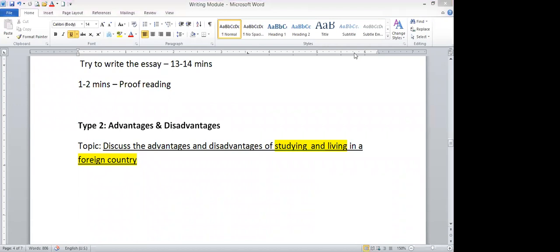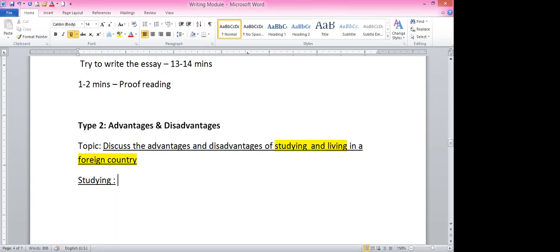After we read the question and understand the topic, the next thing is to pick up the keywords and find the alternatives. First do that. So what are the keywords you can see in the topic? Studying and living. Study. What alternatives come to your mind? Studying in a foreign country.